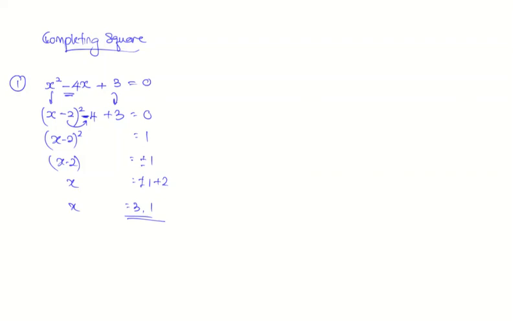Let's try one more. The second one. x squared minus 2x minus 24 equals 0. Of course, you can check the answer by using your calculator. How long do you take to finish this question? Okay, try and let me know the answer.